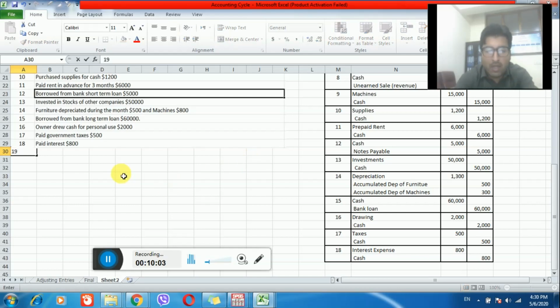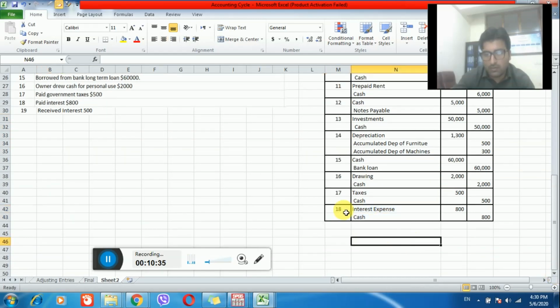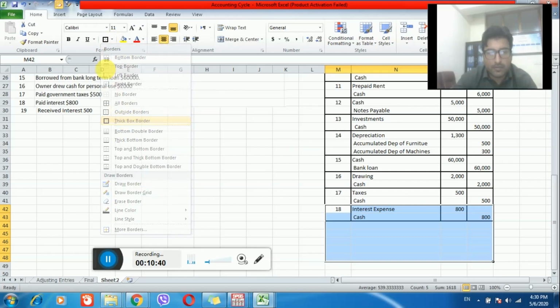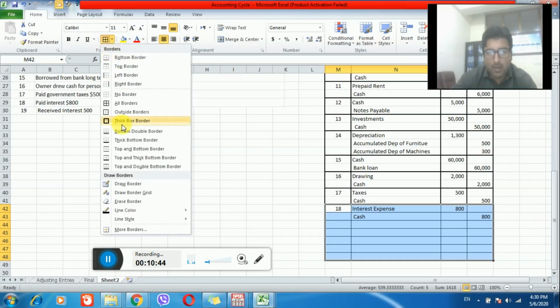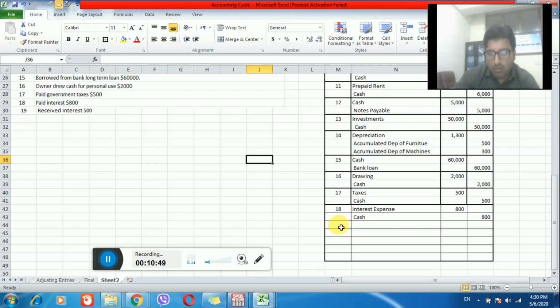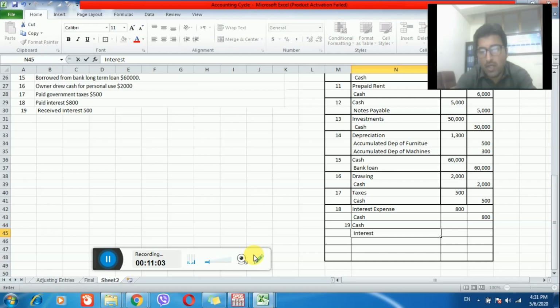Number 19. For example, you are receiving interest, received interest, $500. If your business received interest, then you should credit the interest and you have to debit what? Cash. So look here. Number 19, you have received interest. So cash account debited, and interest received account credited, or simply you can write interest account credit.